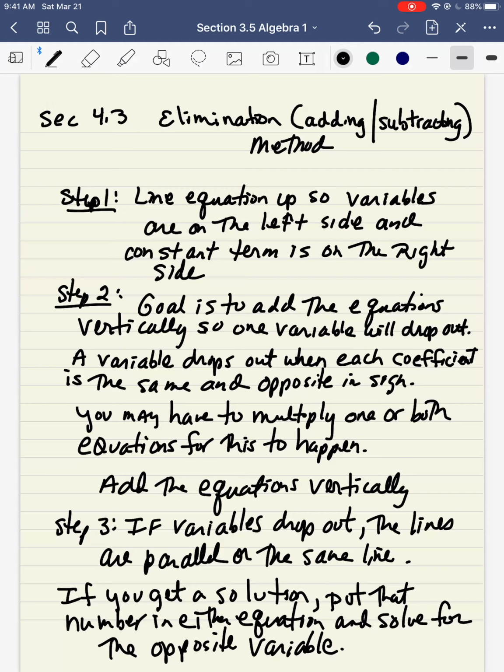Step 3. If the variables drop out, the lines are parallel or the same line, and you can look back on the substitution method for those two conditions. And if you get a solution, put that number in either equation and solve for the opposite variable. So let's give one of these a try.